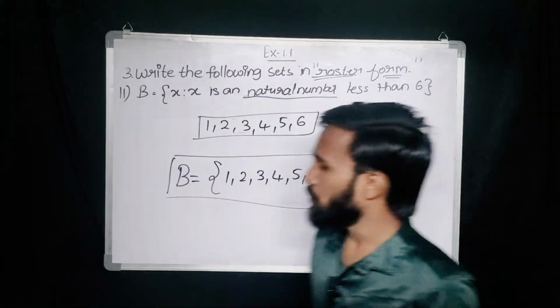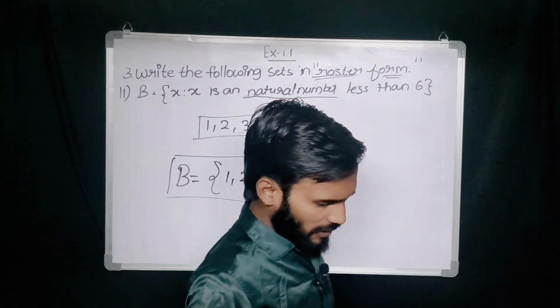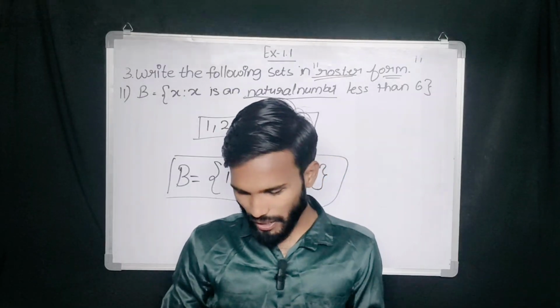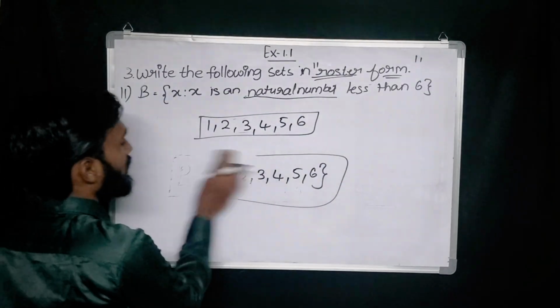This is problem 2. Now what is problem 3? Problem 3 is: x such that x is a 2-digit natural number and the sum of its digits is 8.